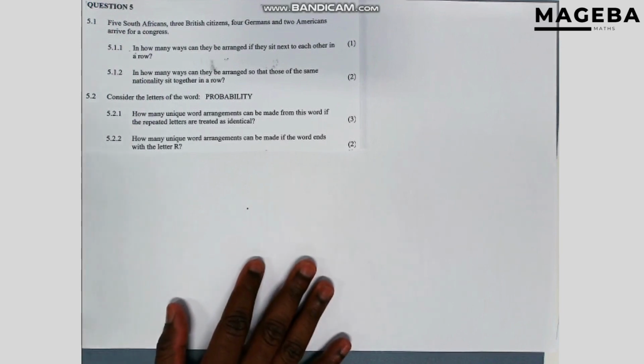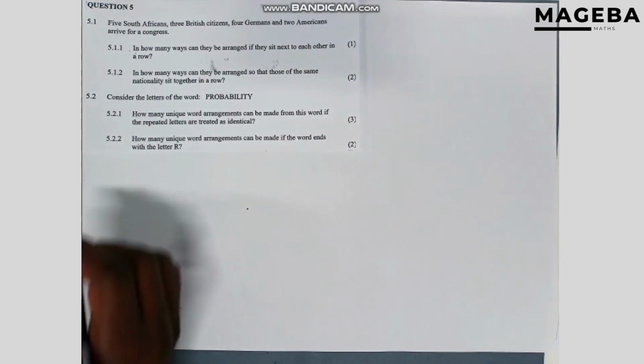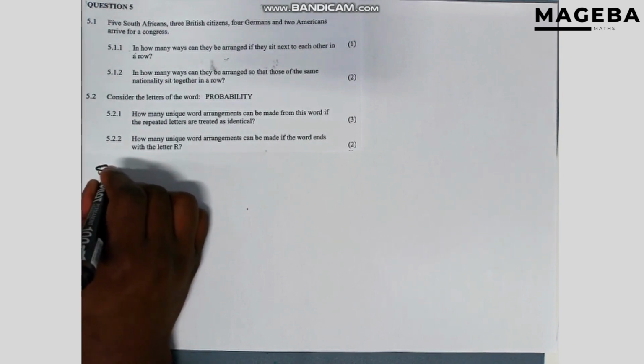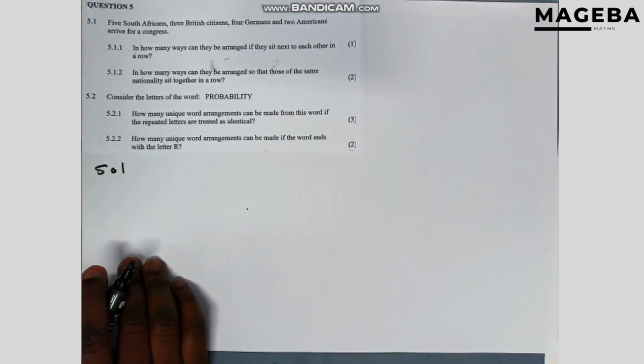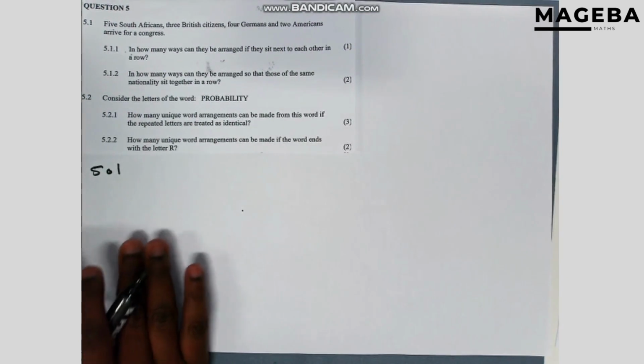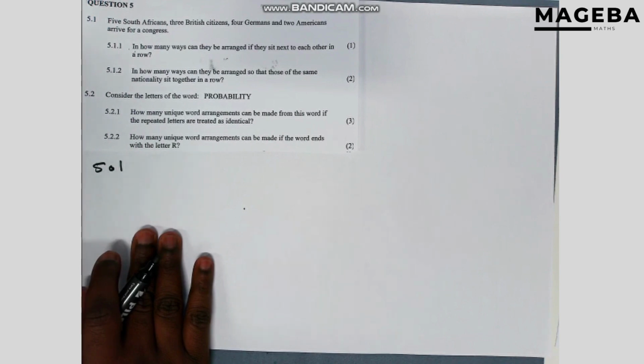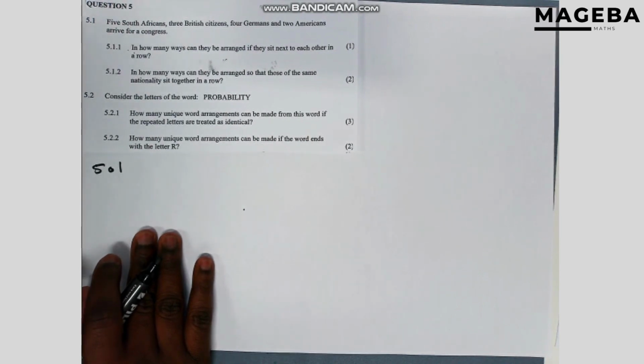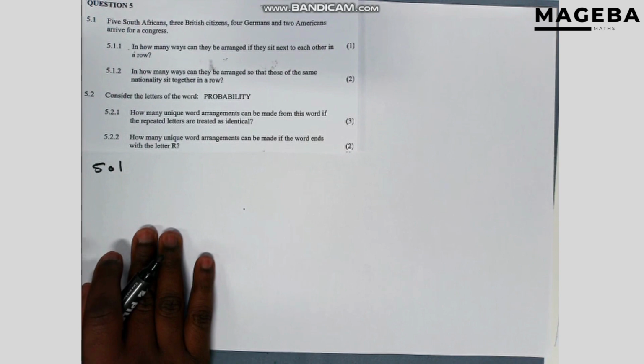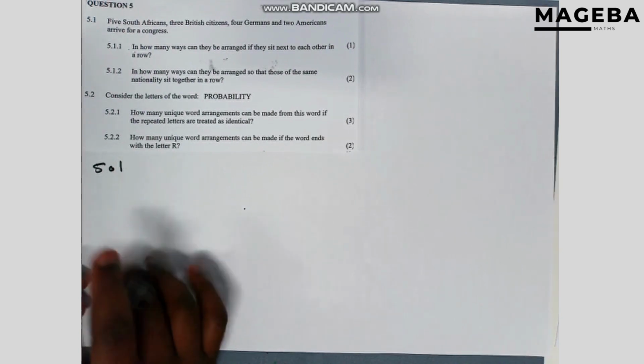Guys, now we're looking at question 5. It goes as follows: 5 South Africans, 3 British citizens, 4 Germans and 2 Americans arrive for a congress. For 5.1.1, in how many ways can they be arranged if they need to sit next to each other in a row? Then how many are they?